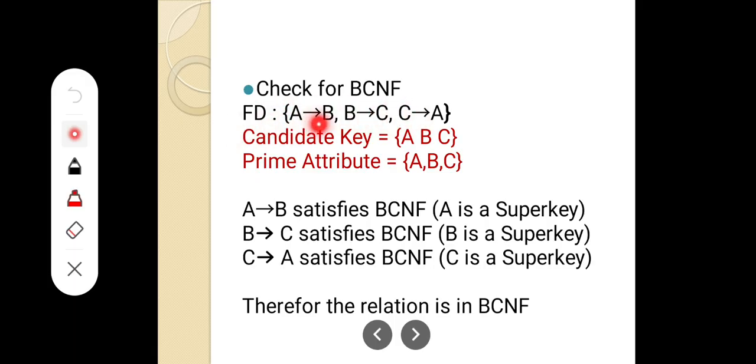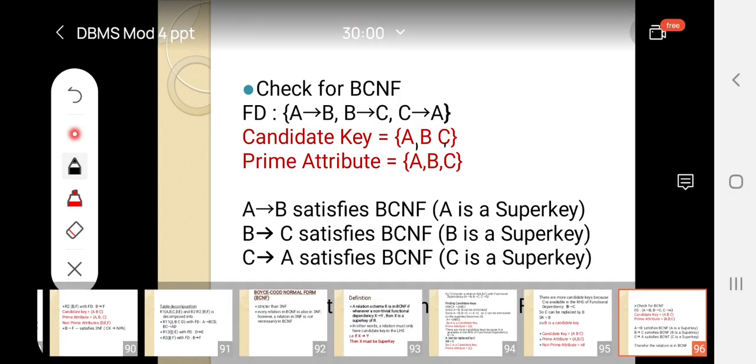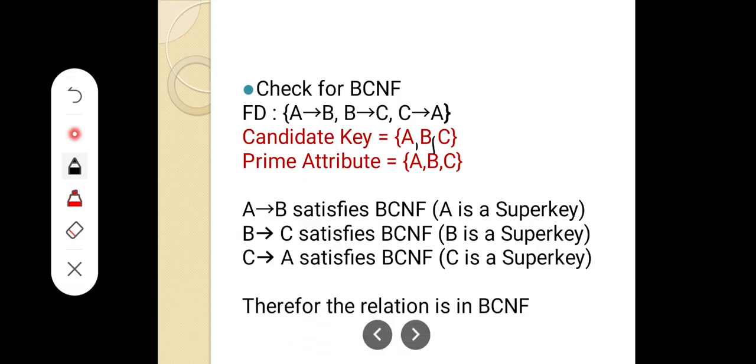Check for BCNF. A determines B, B determines C, C determines A. Candidate keys are A, B, C, and prime attributes are A, B, C. Now A determines B. What is A? A is a super key or a candidate key, so this is satisfying the BCNF condition. Next, B determines C. What is B? B is also a candidate key.